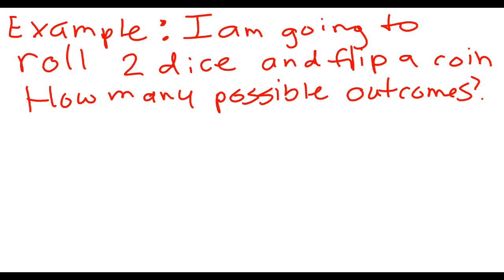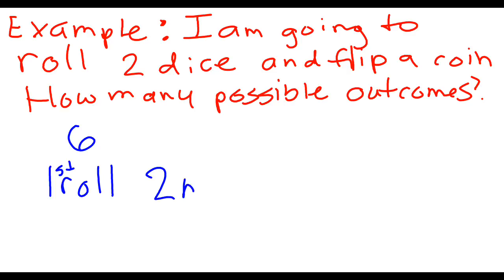So an example of this is if I said I'm going to roll 2 dice and flip a coin. How many possible outcomes are there? So each time I roll a dice, there are 6 different numbers on a dice. And so each dice roll has 6 potential outcomes. So the first time I roll a dice, so this is my first roll, there are 6 possible outcomes.